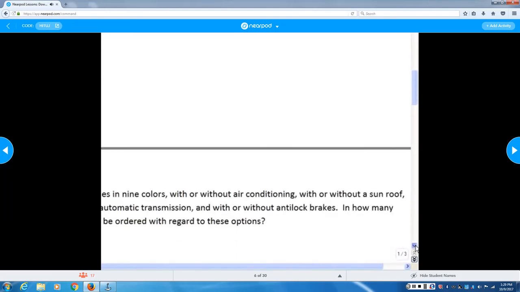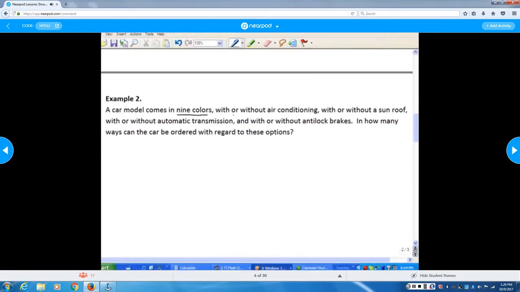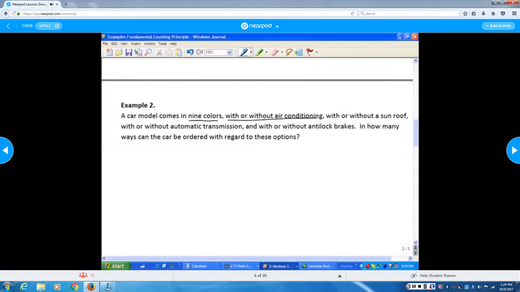Okay, example number 2. A car model comes in 9 colors, with or without air conditioning, with or without sunroof, with or without automatic transmission, and with or without anti-lock brakes. How many ways can a car be ordered with regard to these options?